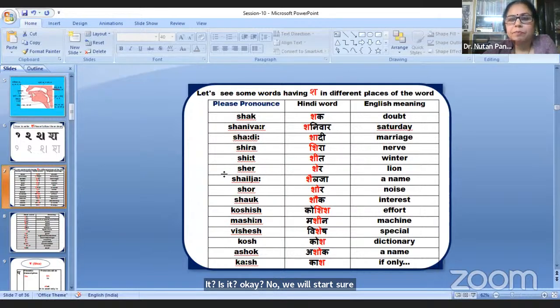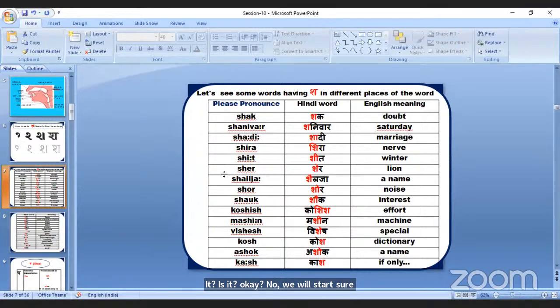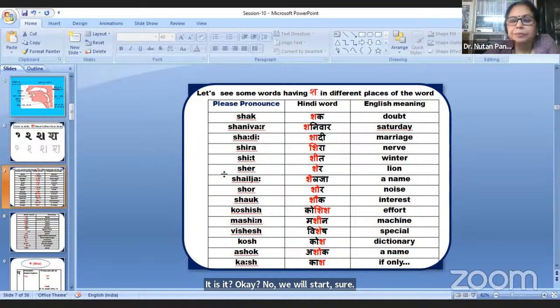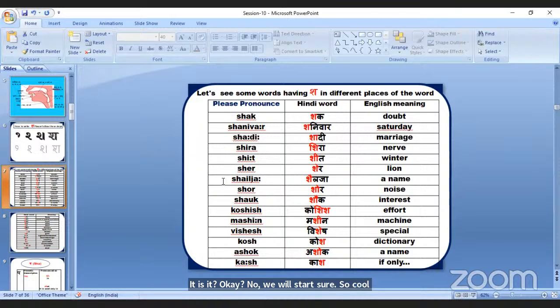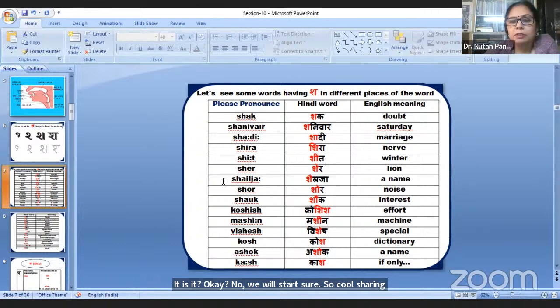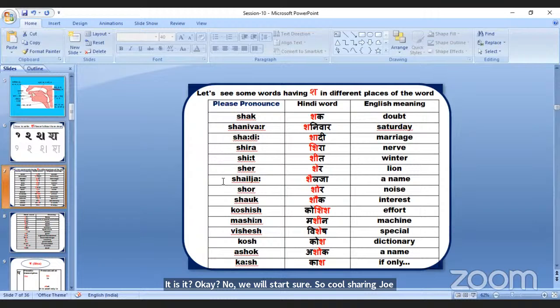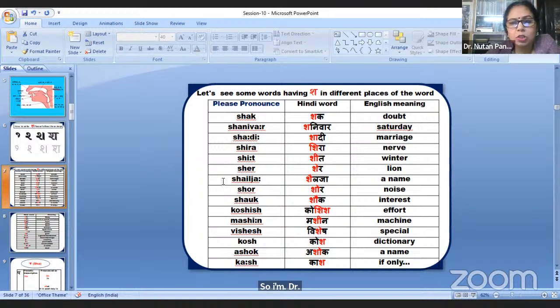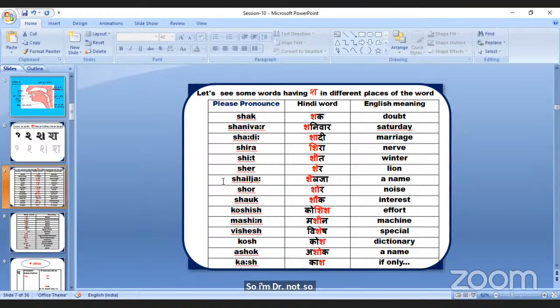Shor. Shor. Shelja. Shelja. Shok. Shok means grief. Shok is long, stress. Shok, not shok. Shok.